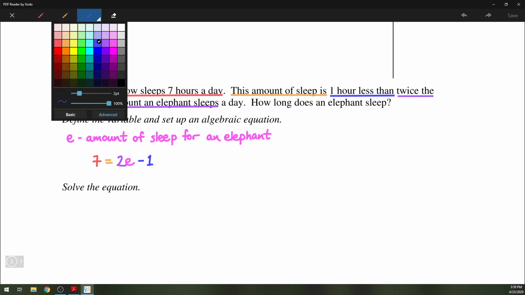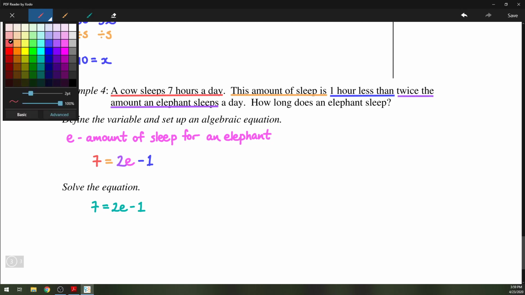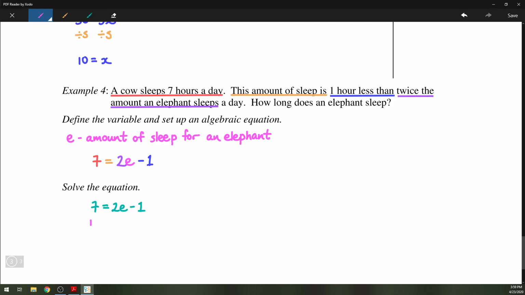So let's go ahead and do that. 7 is equal to 2e minus 1. You can now add 1 to both sides. So 8 is equal to 2e. Follow that up by dividing by 2 on both sides to isolate the variable. And of course, you will get e is equal to 4 hours.